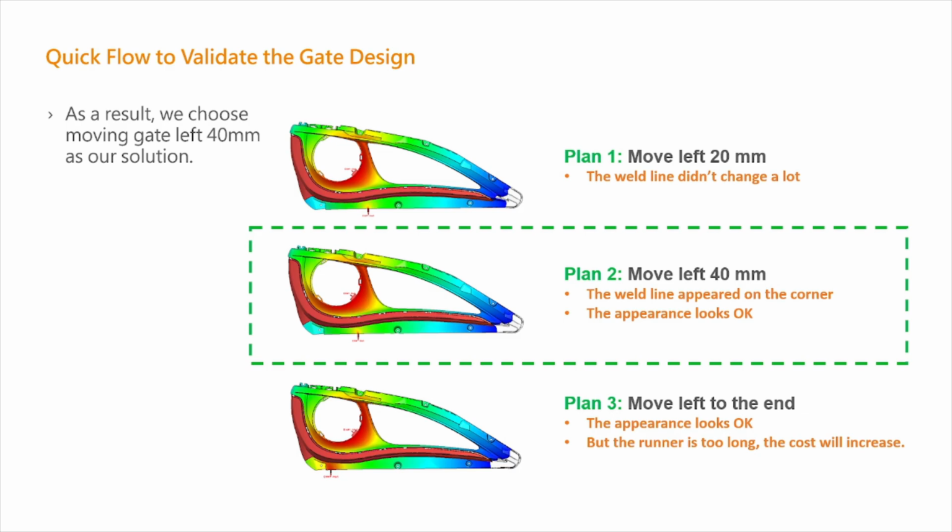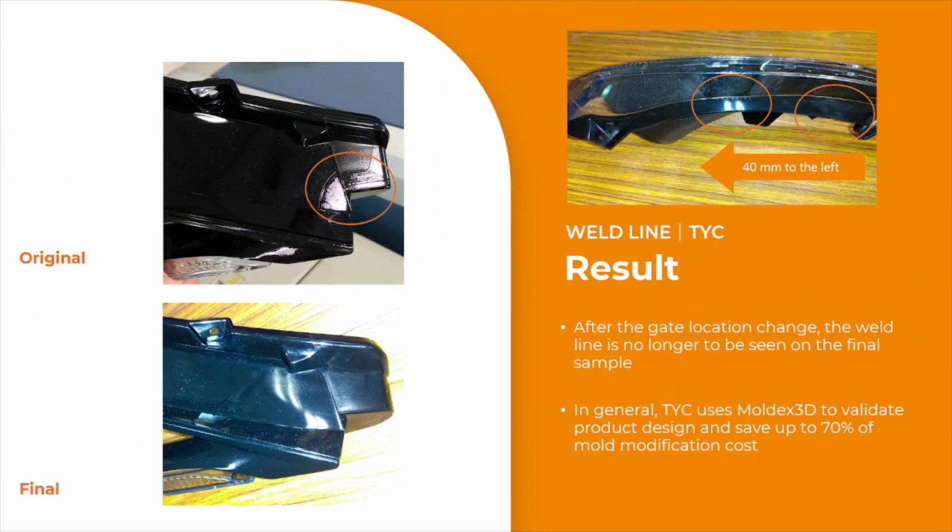And moving all the way to the left, we see that the melt front on the top side gets to the weld line location much before the bottom side, creating an awkward weld line still. So with gate location B, we see that the final molded geometry no longer has the weld line and awkward melt front merging.